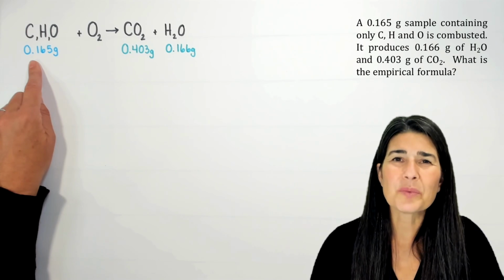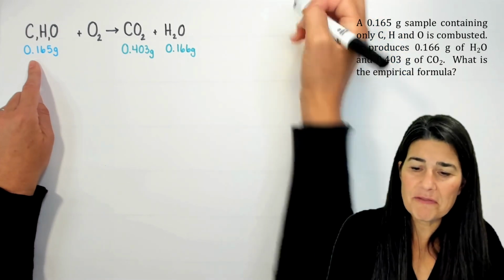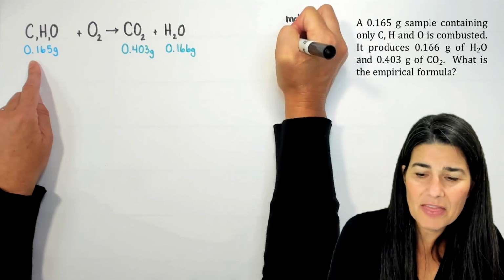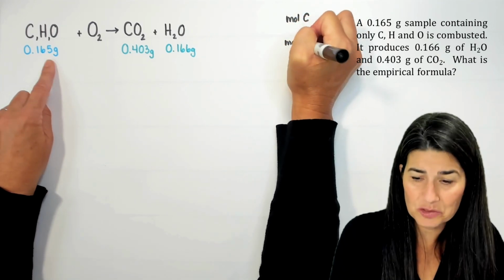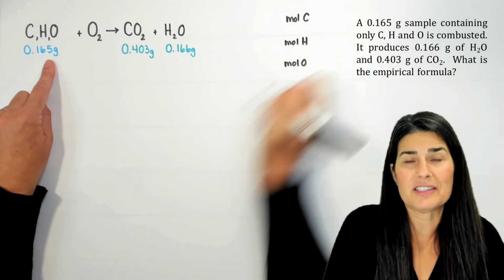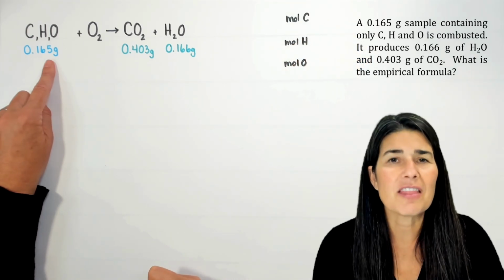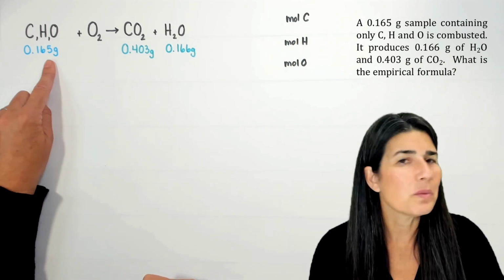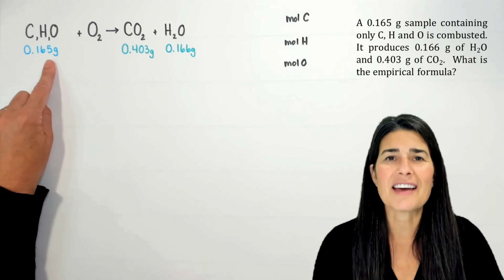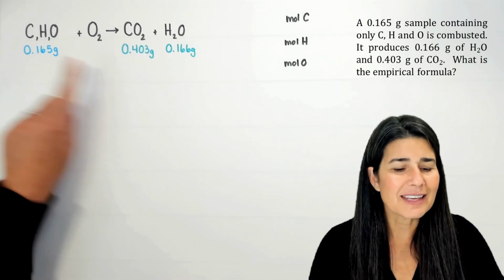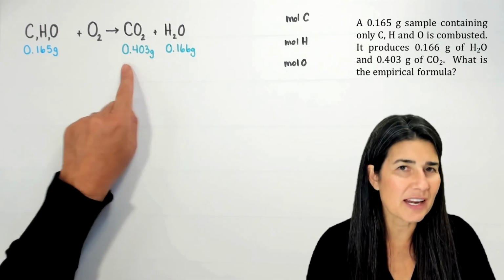So what we're really going to need to do is find the moles of our carbon, the moles of our hydrogen, and finally, the moles of oxygen. If we can find the moles of each of those elements, percent to mass, mass to moles, we divide by the smallest, we got ourselves a ratio. So how do we do that? Well, the key is to start with the products.